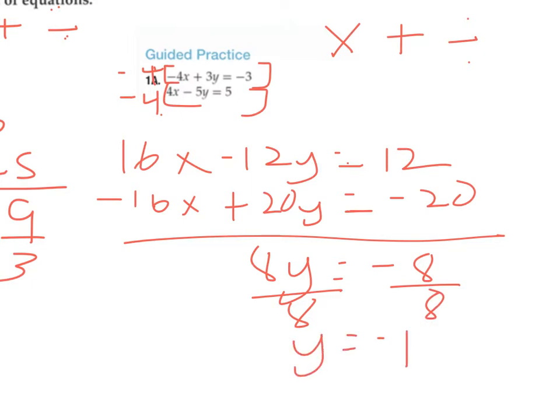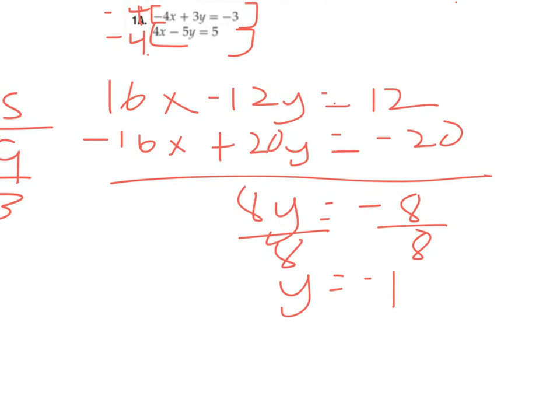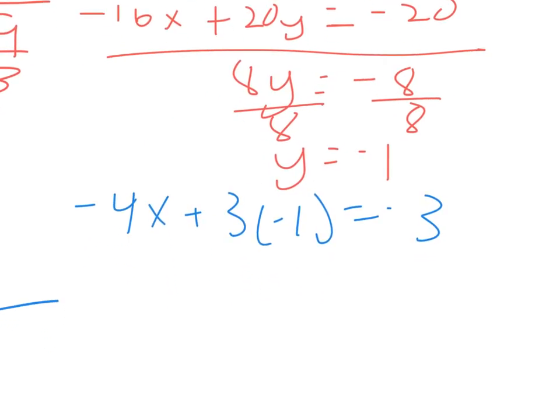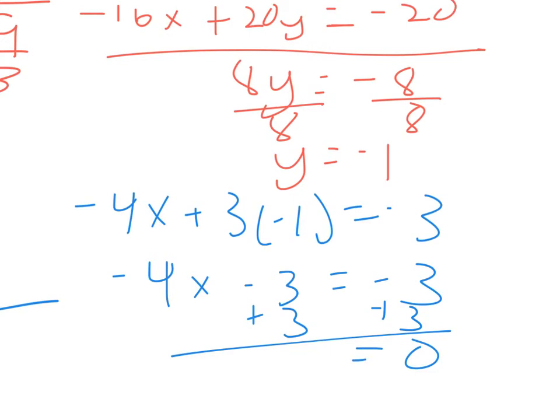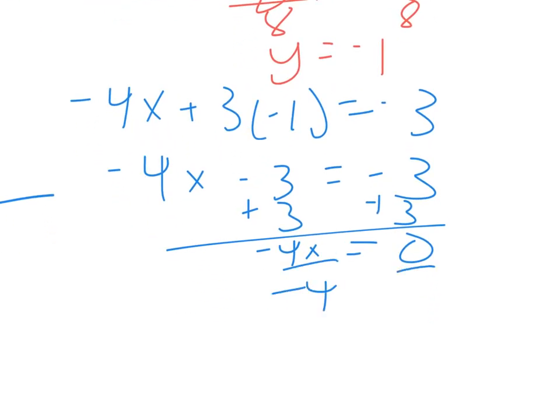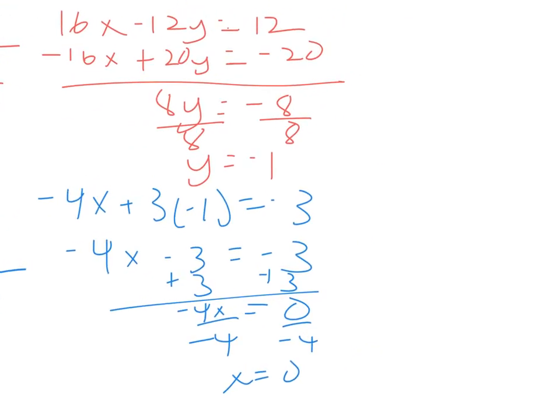And when I take that and substitute back into the equation, I get a negative 4x plus 3 times negative 1 equals a negative 3. And then I solve. Negative 4x minus 3 equals negative 3. Add 3 to both sides, add 3. I get 0 equals negative 4x. And I divide by negative 4, divide by negative 4, x equals 0. So my answer is 0, negative 1.